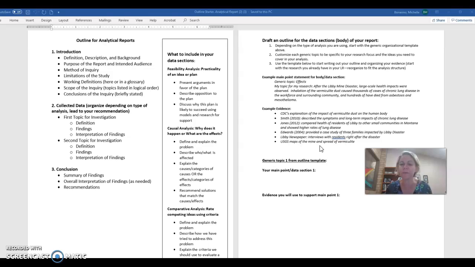So when you're looking ahead to Monday, your steps are to bring up this document, decide what type of analysis you're working on. We've already been thinking about that. And then start to build out the outline of the body of your report depending on the type of analysis that you're working on.